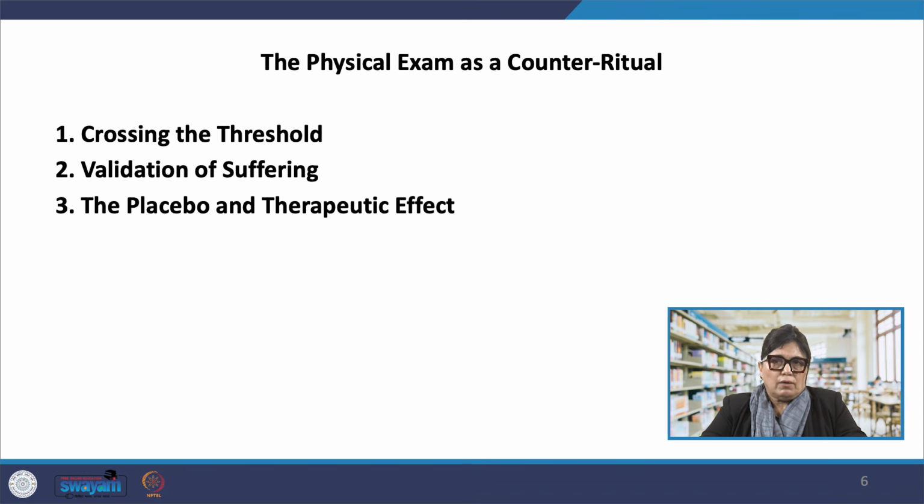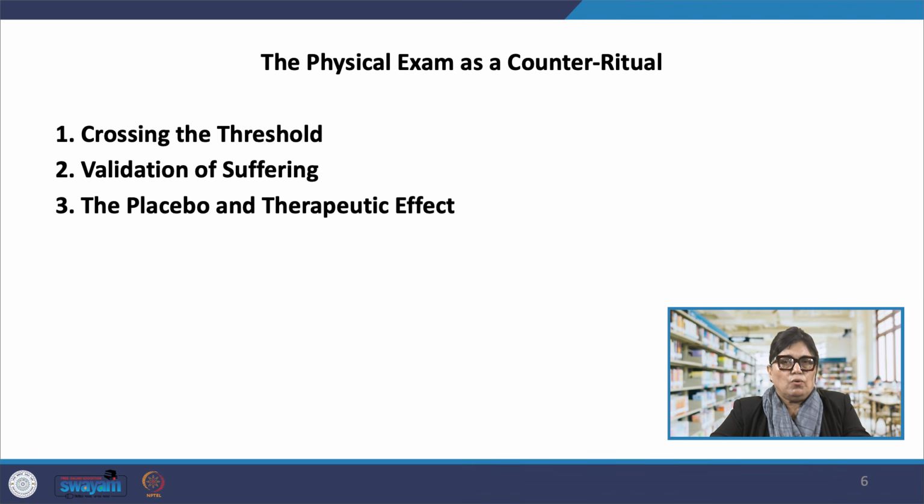Validating suffering. When a physician lays hands on a patient to examine where it hurts, they physically validate the patient's subjective story. This physical touch provides comfort and connection that a digital lab value or an isolated CT scan profile cannot replicate.